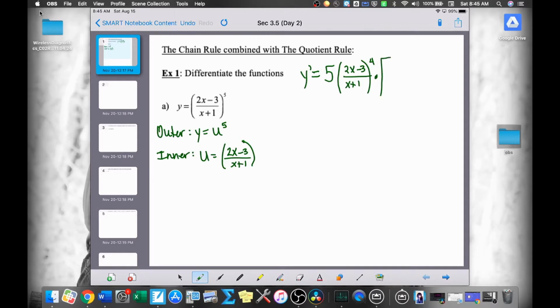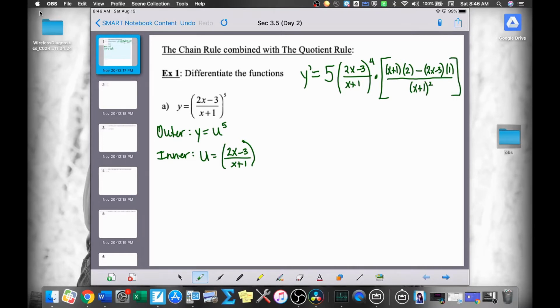So begin with low. Low is x plus 1. D high is the derivative of 2x minus 3, which is 2, minus high, that's 2x minus 3. D low is the derivative of x plus 1, which is just 1. And this is all divided by low, which is x plus 1 squared.